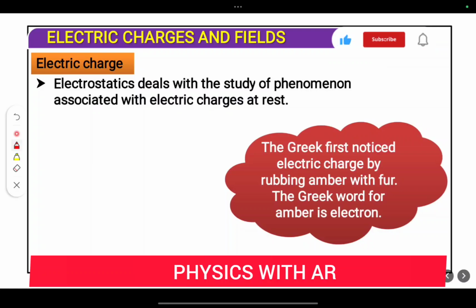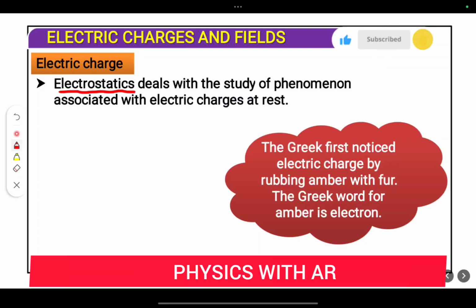While discussing this electric charge, in this chapter we are considering that the charges are at rest, which we can call electrostatics. Electrostatics deals with the study of phenomena associated with electric charges at rest.